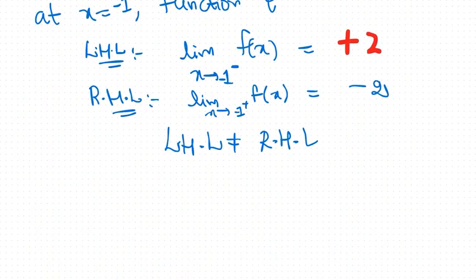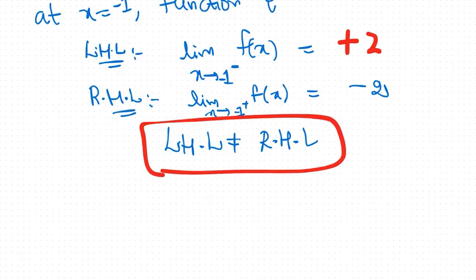In limit, it was equal, right? Limit exists means LHL should be RHL. If limit doesn't exist, it means LHL is not equal to RHL. So the conclusion we can draw from this is that the limit does not exist.